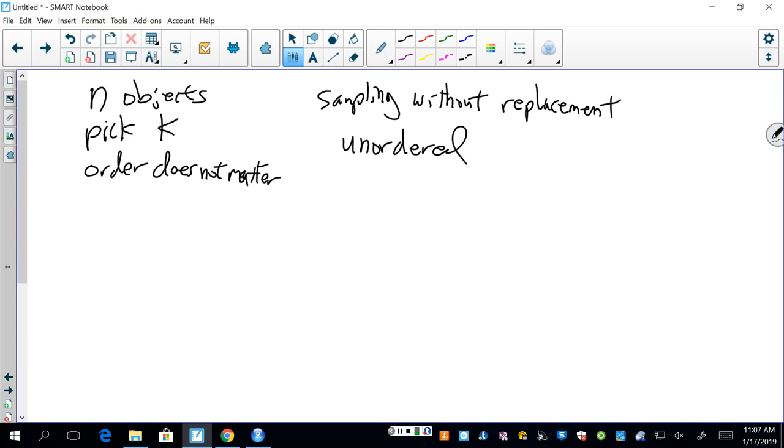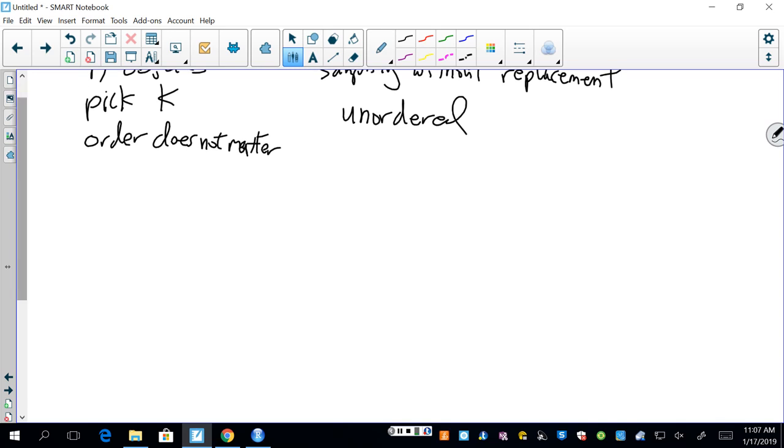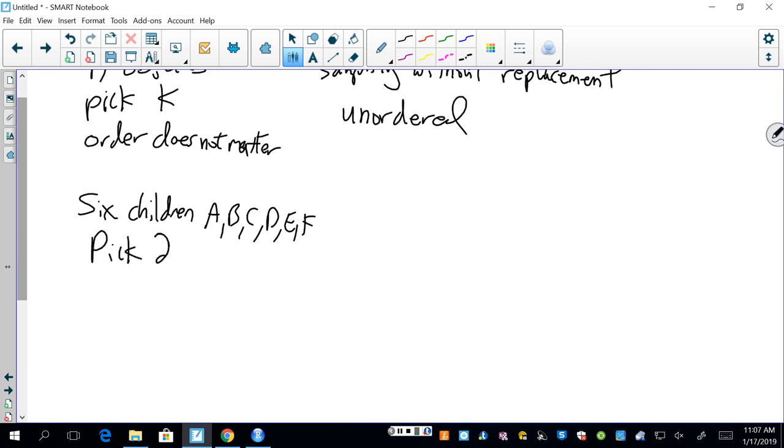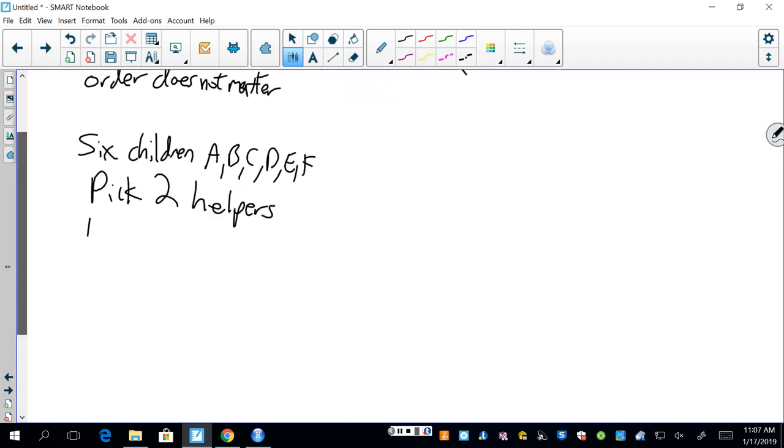And so, say you have 6 of the children. A, B, C, D, E, and F is representing the names. Right? You want to pick 2 of them. Pick 2 helpers. There's not really a first helper and a second helper. You just need 2 of them. Right, so picking A and B is the same as picking B and A. Right, how many ways to pick?